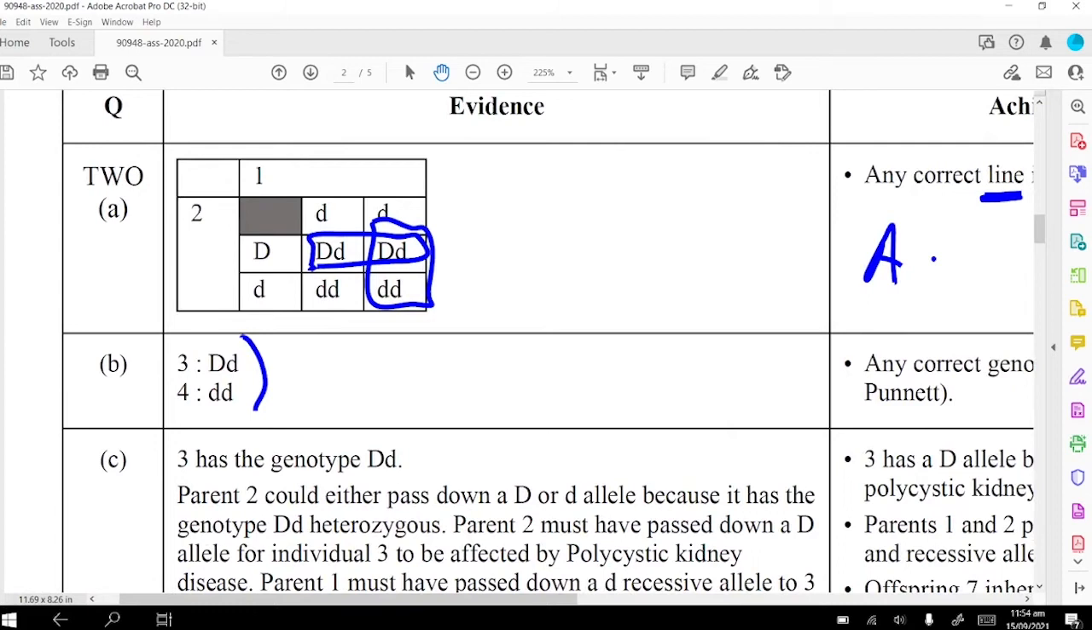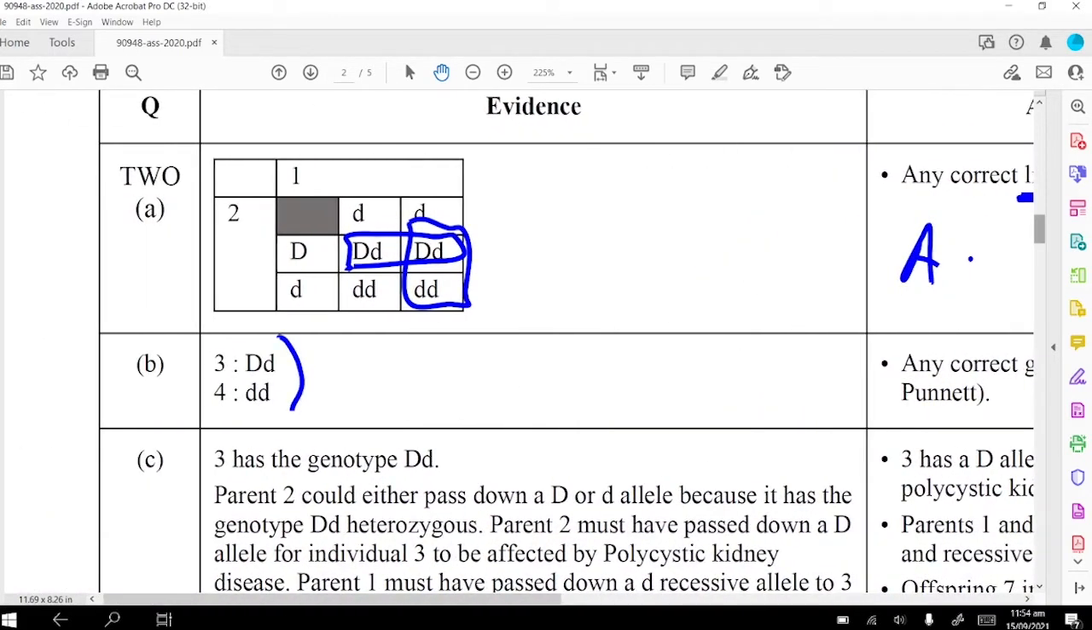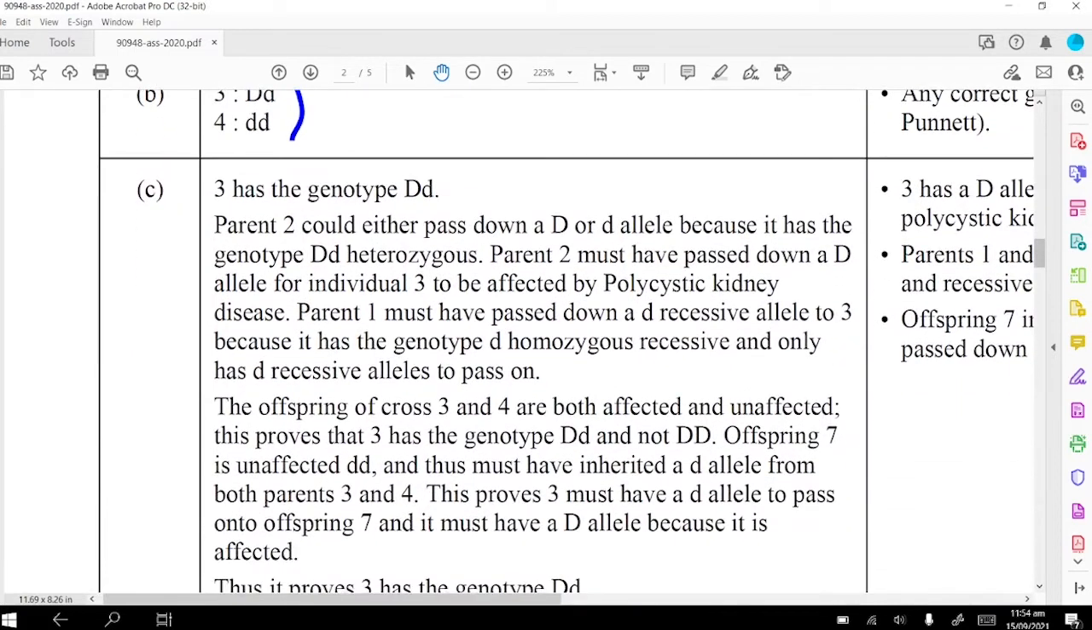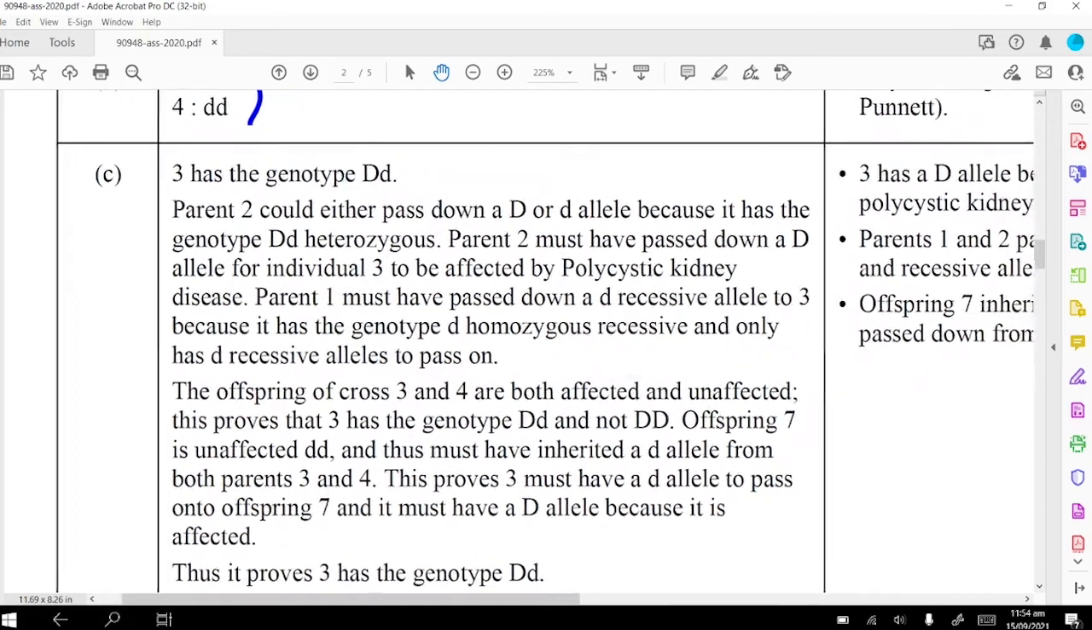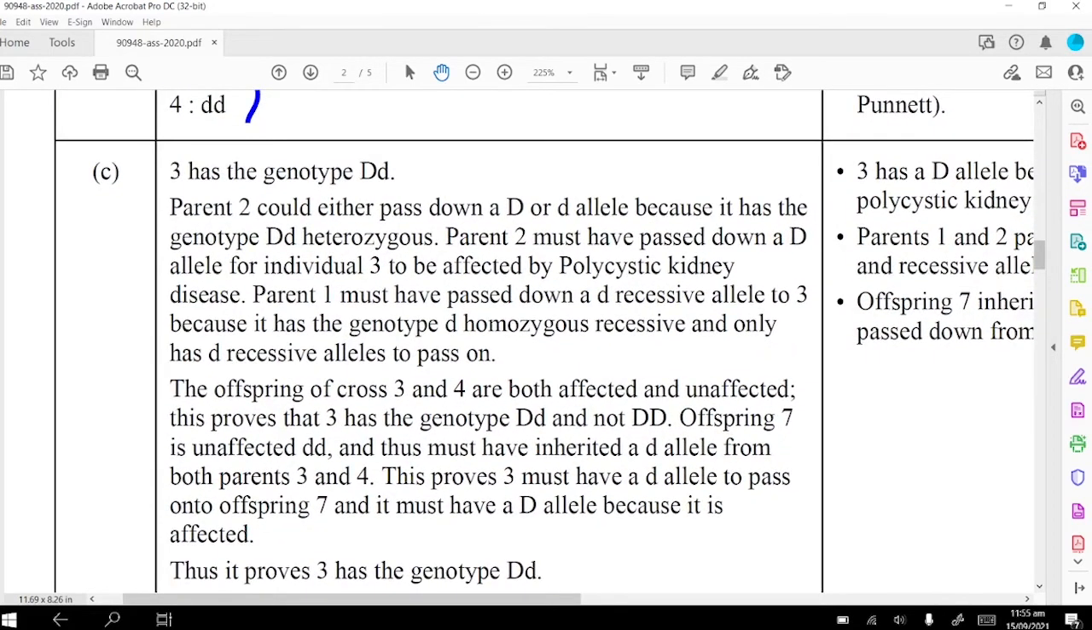So basically for A, you had to have either DD, big D, little d, or little d, little d. Amazing. Okay, then question 3. Question C. Remember they said, why do you know that 3 is heterozygous? So the parents could either pass down a capital D or a little d, because it has the genotype of heterozygous. Parent 2 could either pass down that.